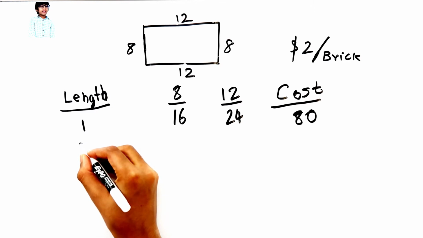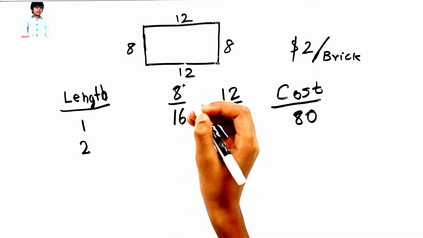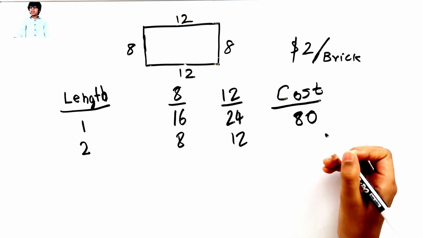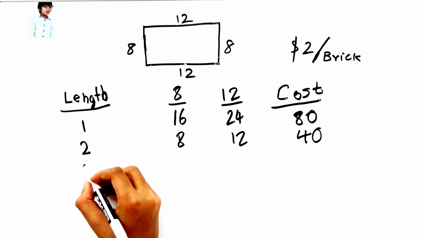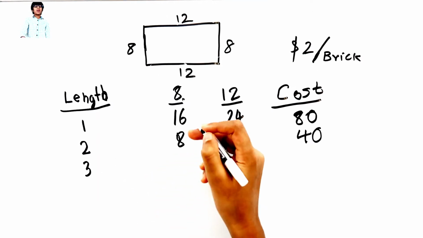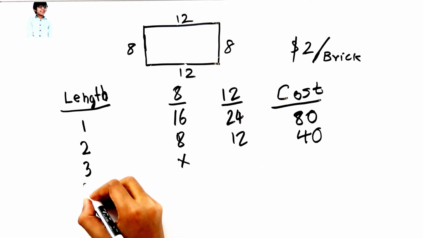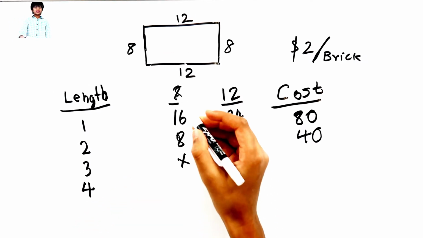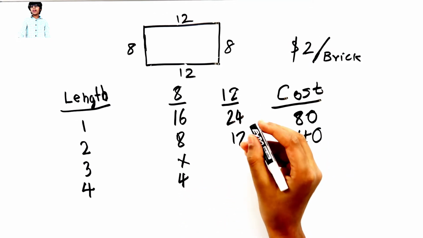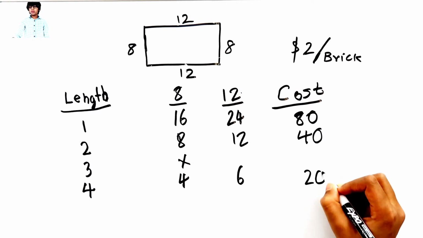Let's say I pick the bricks at 2 feet each. So that means I need 8 bricks on both of these sides and 12 bricks on both of these sides. And the cost would be 40. Now let's say I pick the brick length as 3. That means we can't do it for 8. That means we can't do 3. Now, let's say I pick the brick length as 4. So for 8, I need 4. And for 12, I would need 6 for both of these. And the cost would be 20.